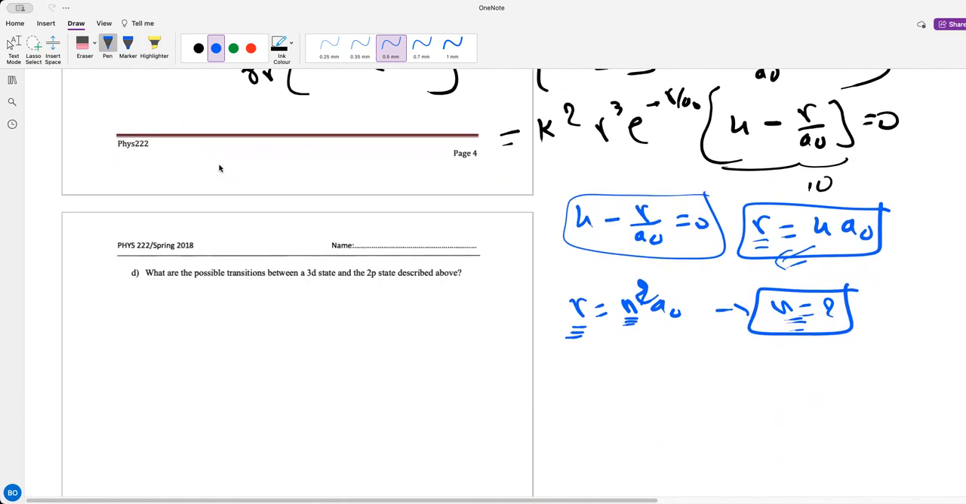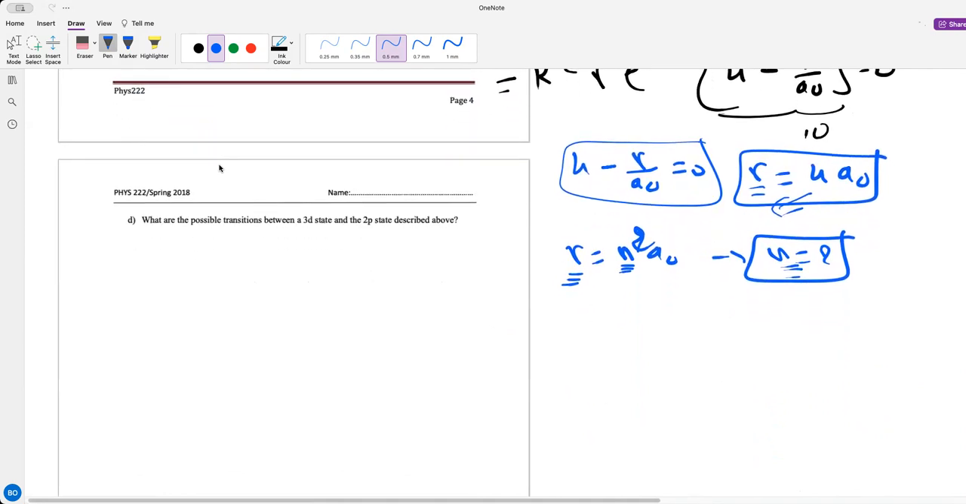So what are the possible transitions between a 3d state and the 2p state described above? I think this you know. Let me see. In fact, this is something new in the course. You need to know it, because otherwise this question doesn't make sense. This is part of the course. This is something you see for the first time, so it is part of the example.